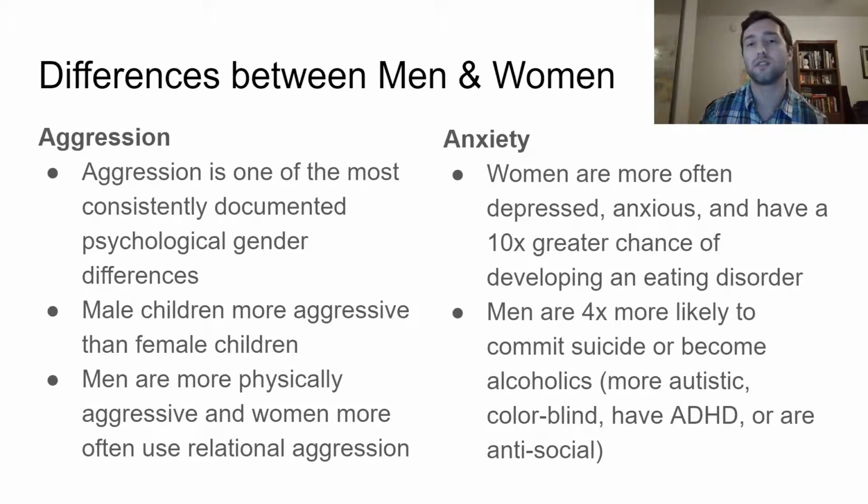We also see differences in anxiety. So women are more often depressed, anxious, and have 10 times greater chance of developing an eating disorder. Men are 4 times more likely to commit suicide or become alcoholics. They also are more likely to be autistic, colorblind, have ADHD, or are antisocial. So again, not all of those, but a few of those are connected with anxiety disorders as well, which is why it's under that same piece. But again, we see differences here, right?